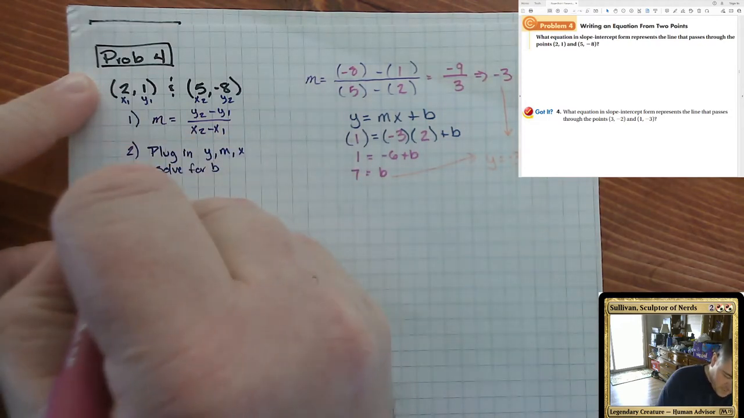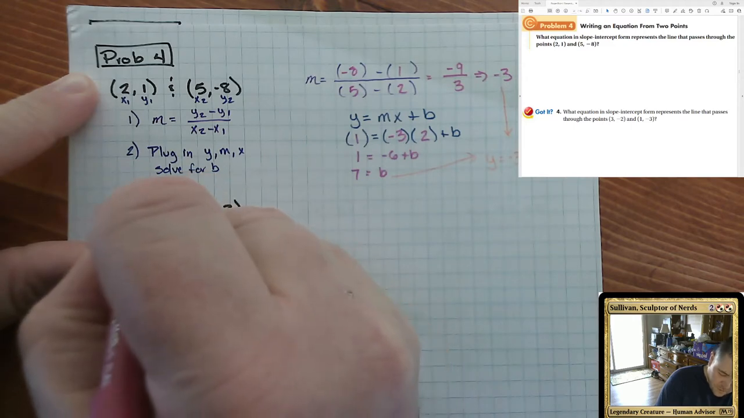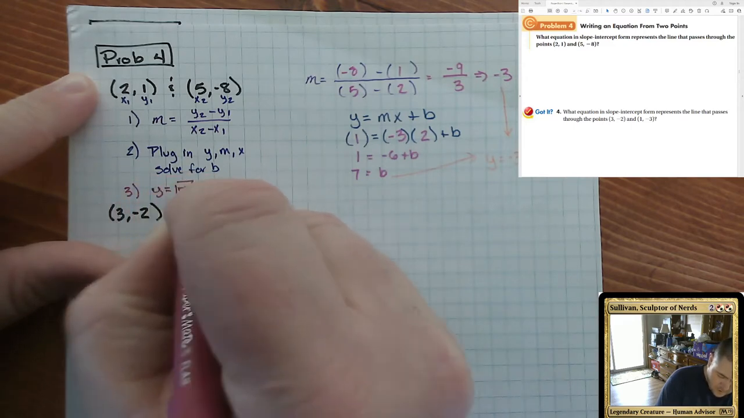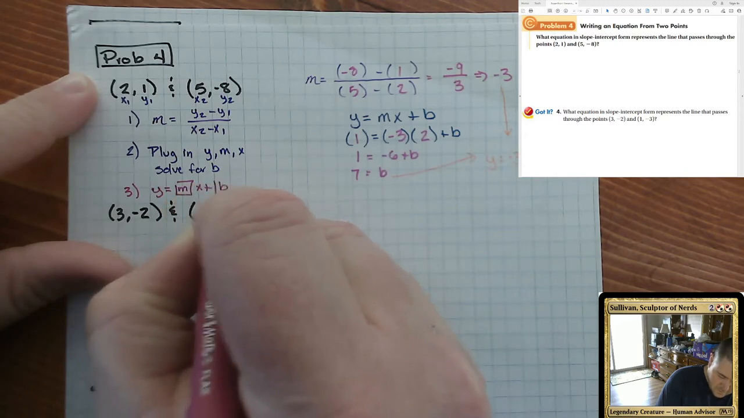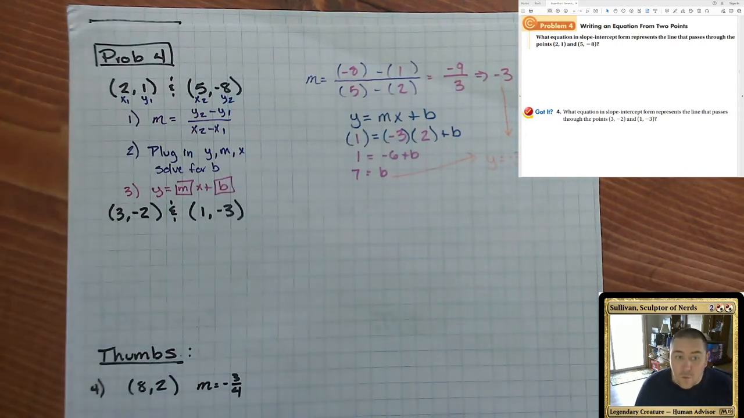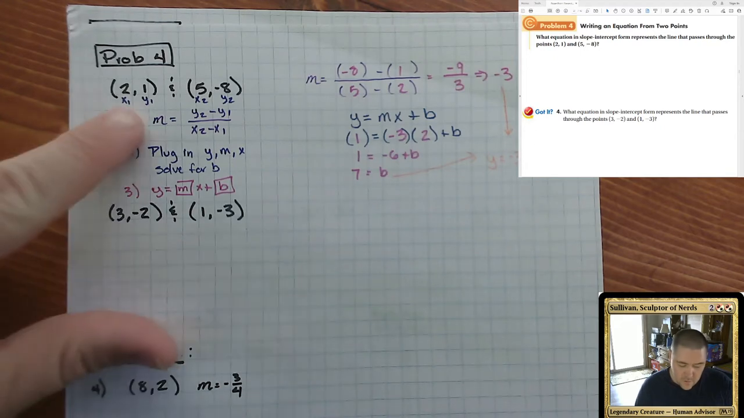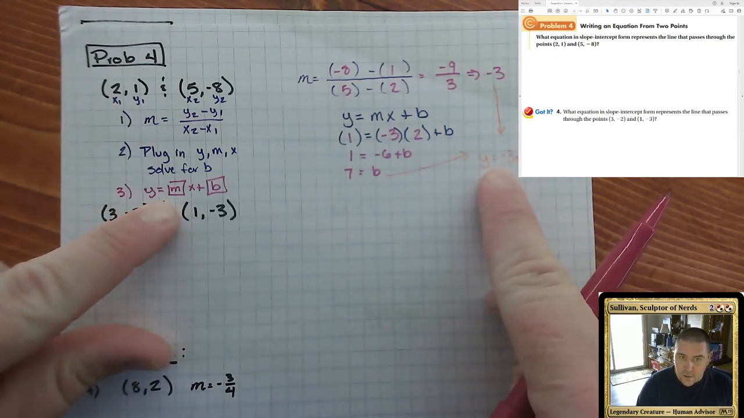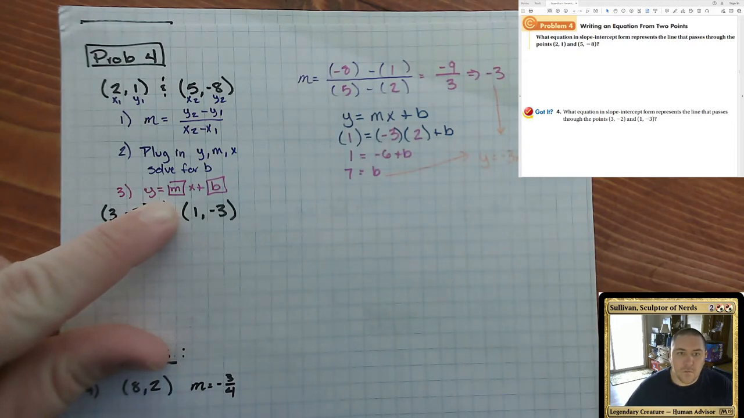And then finally, I'm going to write y equals mx plus b. I do not want to put this x and y back in here. Remember, the point of it is to write this equation. Let's make that a little bit smaller.